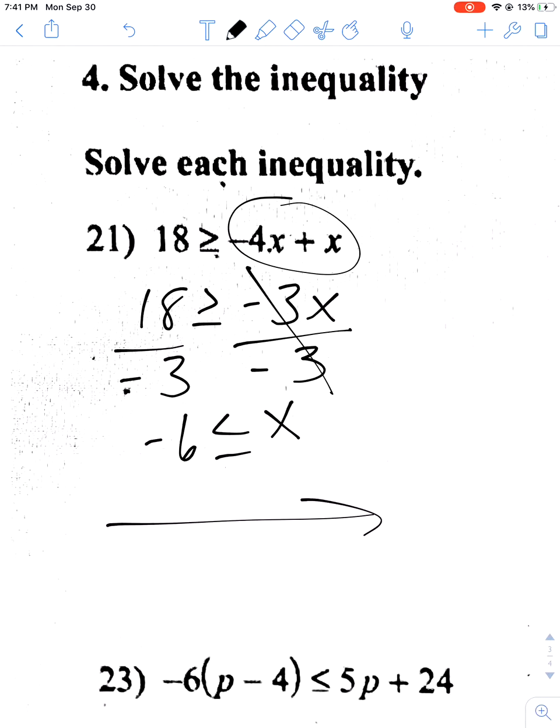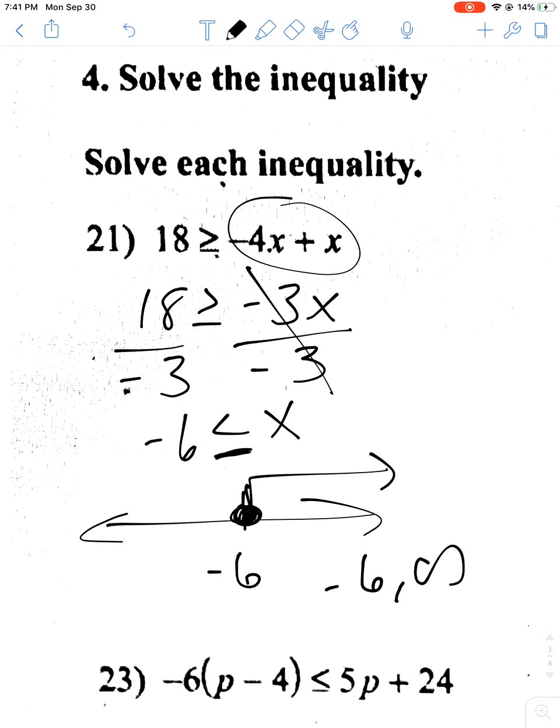All right, let's graph. 6 is our important number. Closed because of the line underneath. It says negative 6 is smaller than x. So that means x is bigger. So I need the numbers that are bigger. Interval notation. When does it start working? When does it stop working? Always a parenthesis. Bracket because of closed.